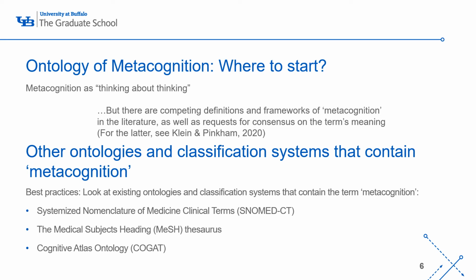The definition of metacognition as thinking about thinking is commonly alluded to in the literature. But the literature also includes competing definitions and frameworks of metacognition, as well as requests for consensus on the term's meaning. Metacognition will be the first word we propose for an ontology of metacognition. There are a few existing ontologies and classification systems that contain the word metacognition. We will use these as a potential starting point. We have noted issues with their definitions, however, and describe these issues in the article this presentation previews.